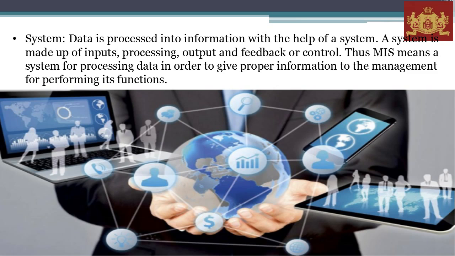System. Data is processed into information with the help of a system. A system is made up of inputs, processing, output and feedback or control. Thus MIS means a system for processing data in order to give proper information to the management for performing its functions.